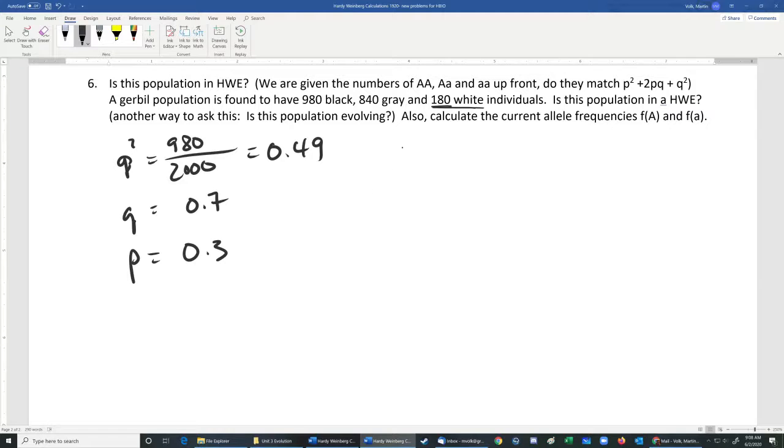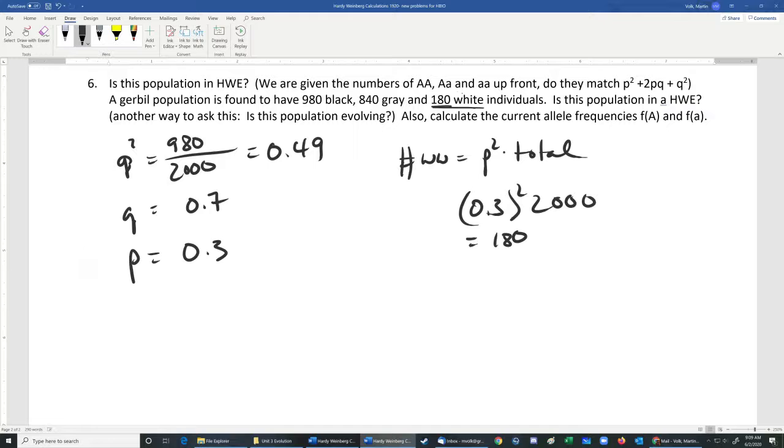So I'm going to say the number of white ones, WW, is going to be P squared times the total. So that's 0.3 squared times 2000. Well, 0.3 squared times 2000 is indeed 180. So since this 180 and this 180 are the same, that sure looks like a Hardy-Weinberg equilibrium, because they need to be the same if that's the case.